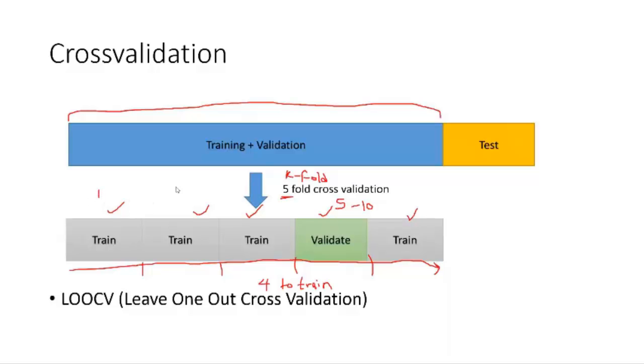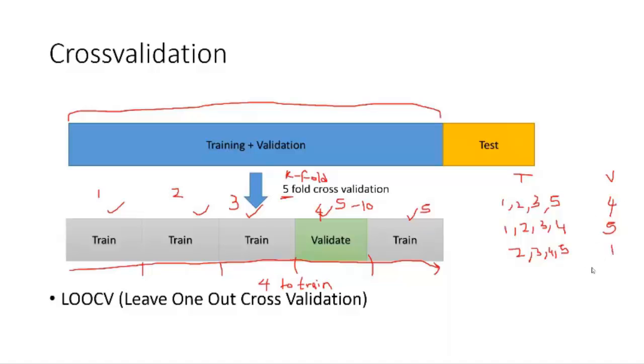Once you do that, you shuffle them around. In this particular graph I've shown you, let's call them 1, 2, 3, 4 and 5. Here you're using 1, 2, 3 and 5 to train, and you're validating with 4. Now permute. In the next step, do 1, 2, 3, 4 and validate on 5. Next step, permute 2, 3, 4, 5 and validate on 1.